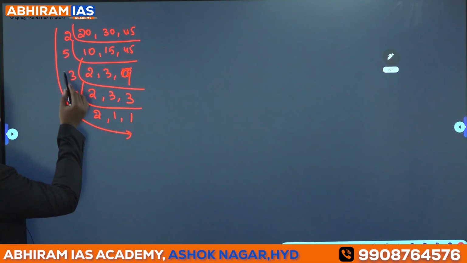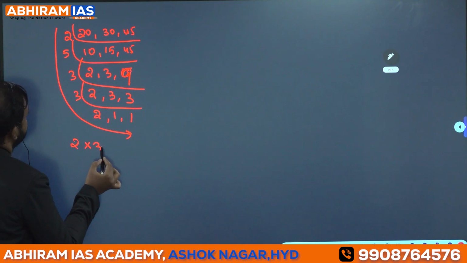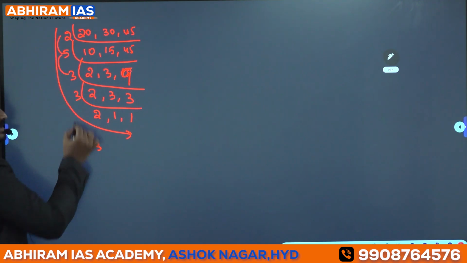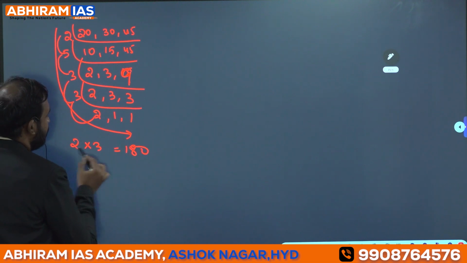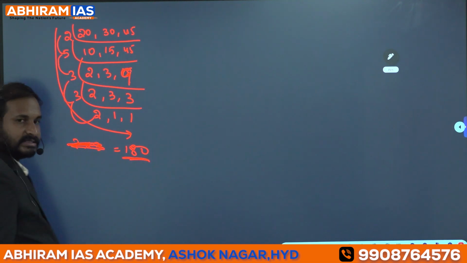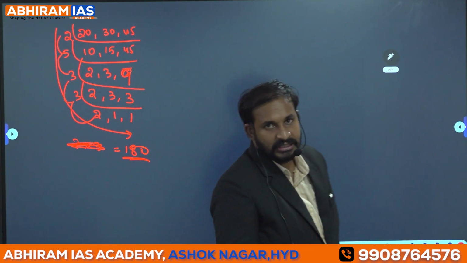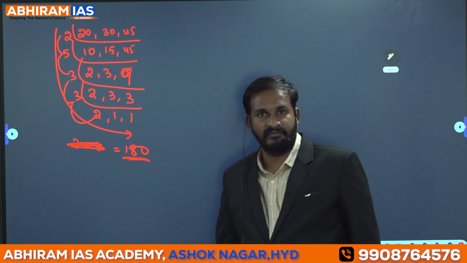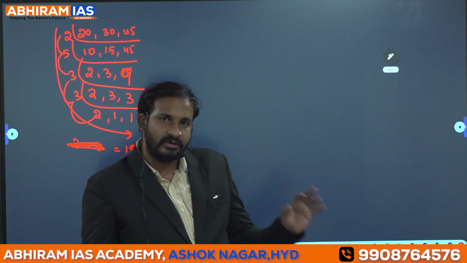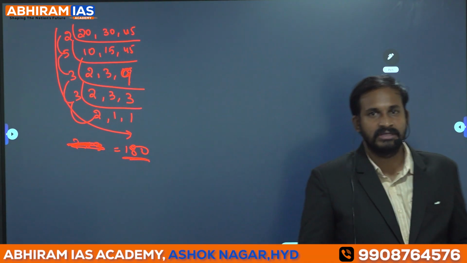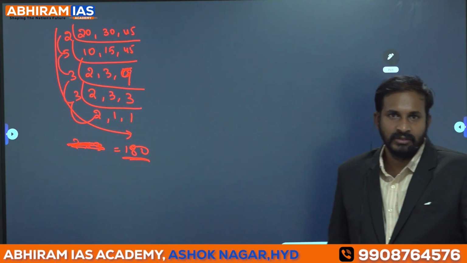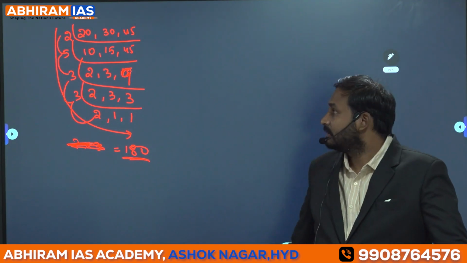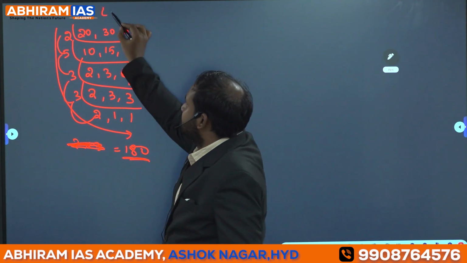Until and unless I get all the prime numbers, I will do this procedure. Now what is the LCM? 2 5s are 10, 10 3s are 30, 30 3s are 90, 90 2s are 180. So the LCM here becomes 180. This is the general and standard procedure of our LCM. Students, you need not learn any other different methods. Why? Because here we just require only how to find the LCM. That's it. So don't worry, do the prime factorization.